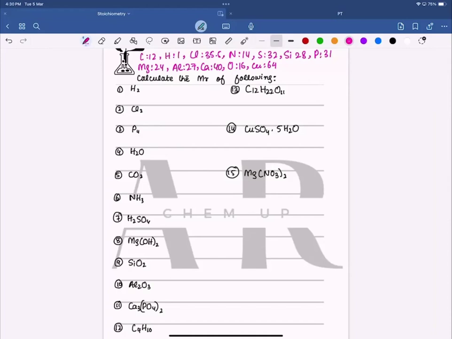So as you finish it, WhatsApp me, okay? Start calculating if you are done writing the questions. And it's Ca3(PO4)2, the second last in the first column.